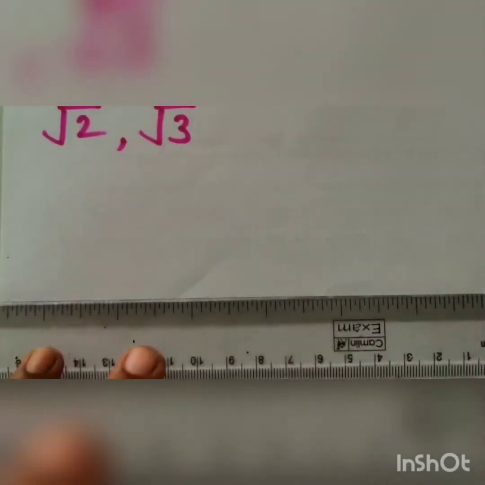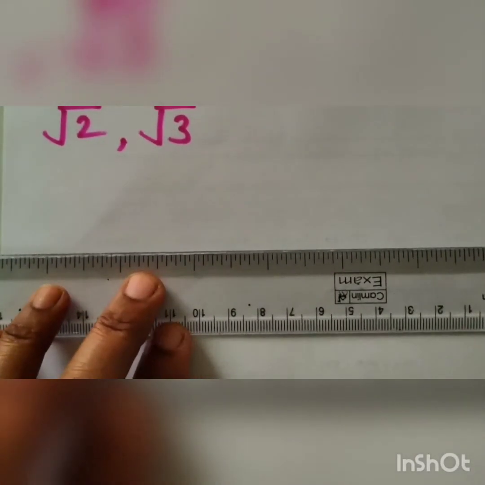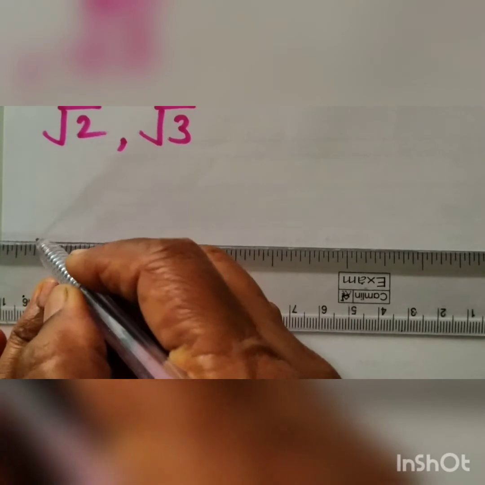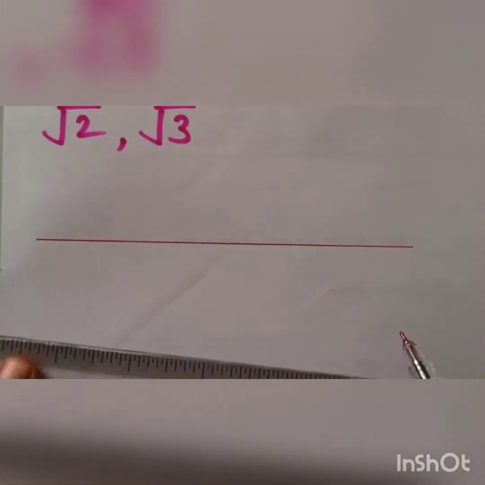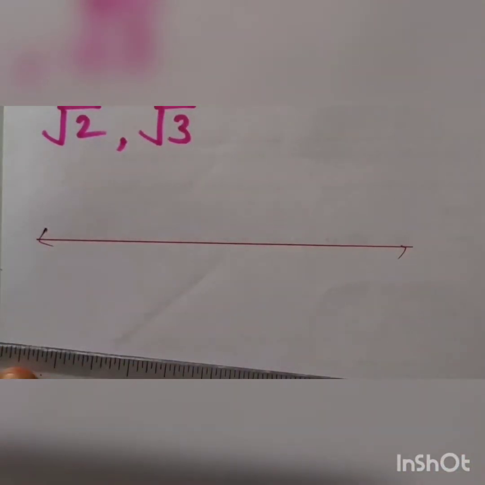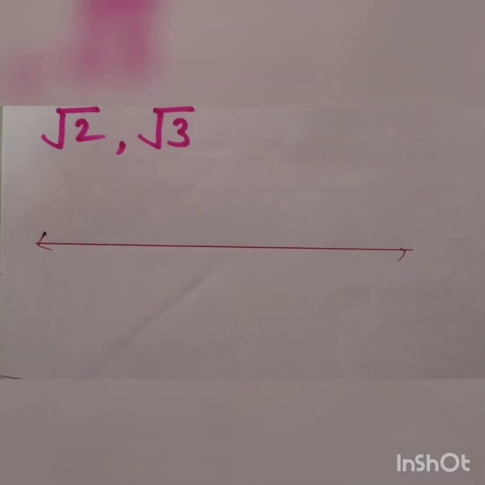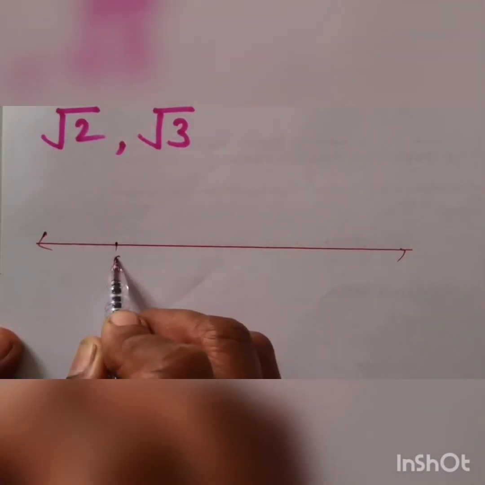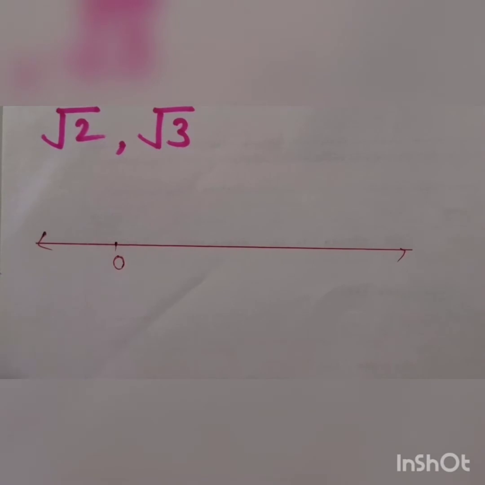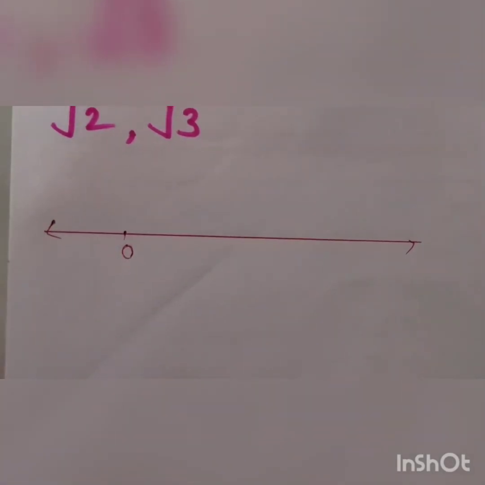See carefully. Here I draw a number line. As both numbers are positive, we have to consider the right side, means this is 0, and we have to take equal distance.